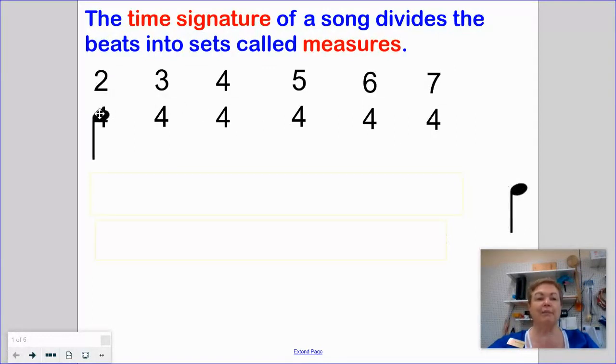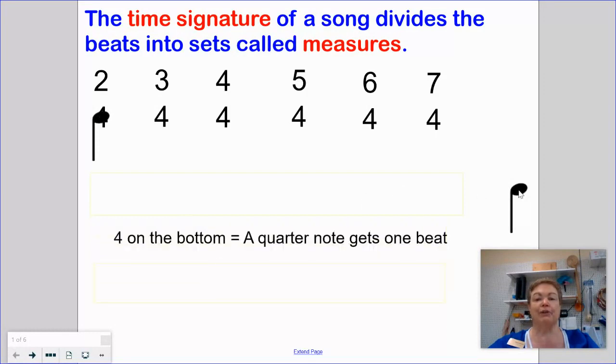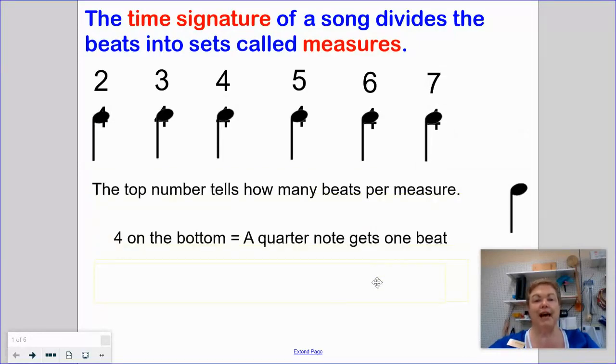And that 4 on the bottom means that a quarter note gets one beat. In fact, there are some music books that instead of putting a 4 on the bottom, put a quarter note. Some of the other options for the bottom number are 8, 2, and there are even more advanced ones than that. The top number tells me how many beats are in a measure.